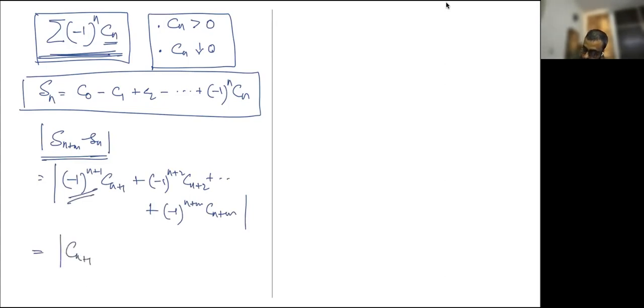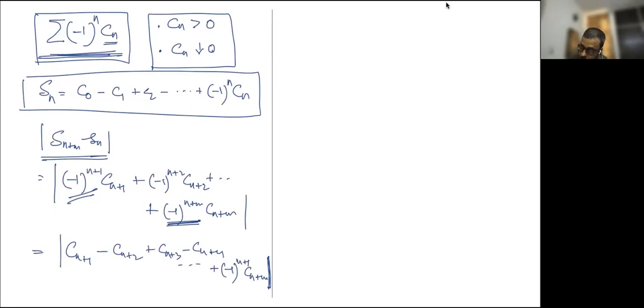C_{n+1} minus C_{n+2} plus C_{n+3} minus C_{n+4}... So the last term is going to be... you have to check that I have written this part correctly, because you are taking out minus 1 to the power n plus 1. What you are left with is minus 1 to the power m minus 1, which is the same as minus 1 to the power m plus 1. So I wrote m plus 1.